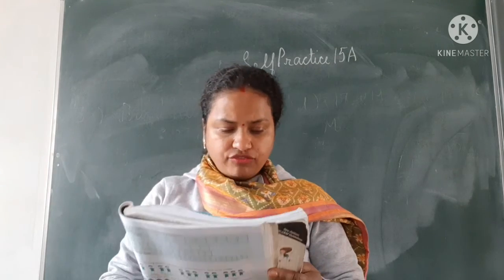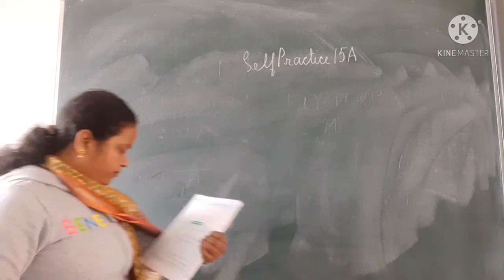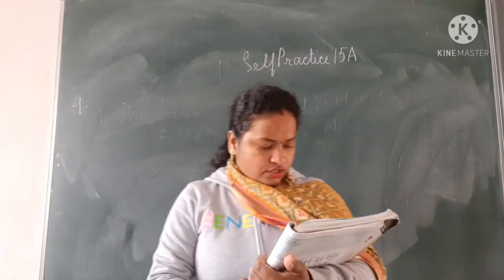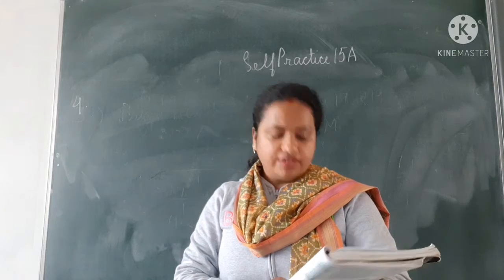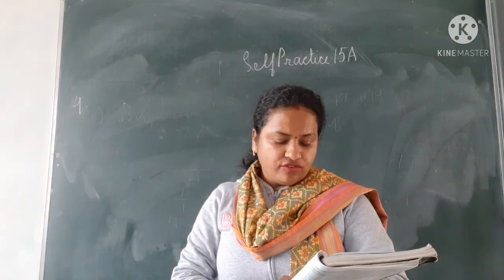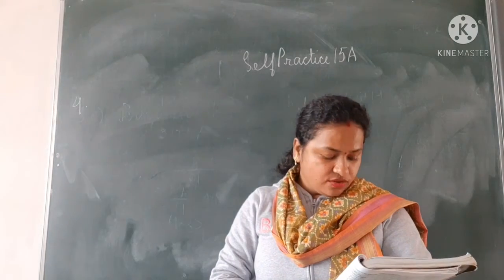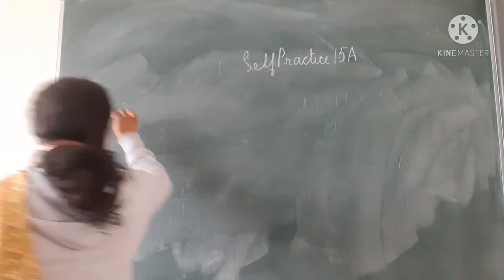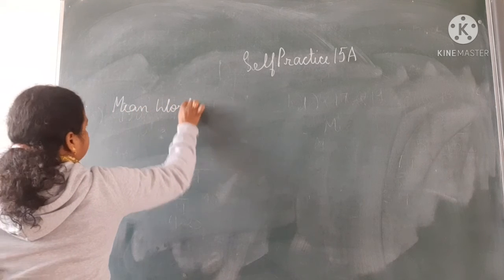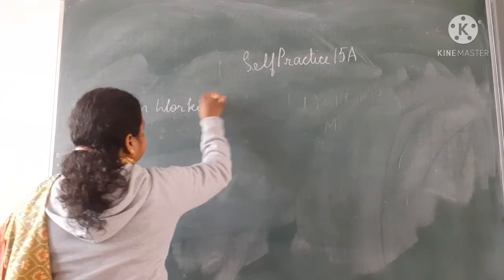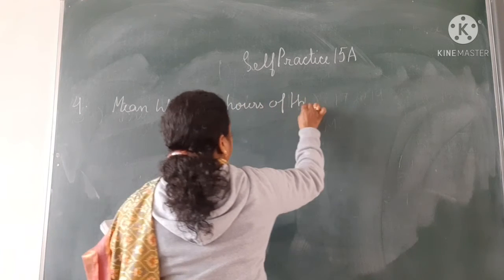See question number 4. So what is there in question number 4? Megha worked 2.5 hours on Monday, 3 1/4 hours on Tuesday and 2 3/4 hours on Wednesday. What is the mean number of working hours on these 3 days? So mean working hours of 3 days, what will it be?